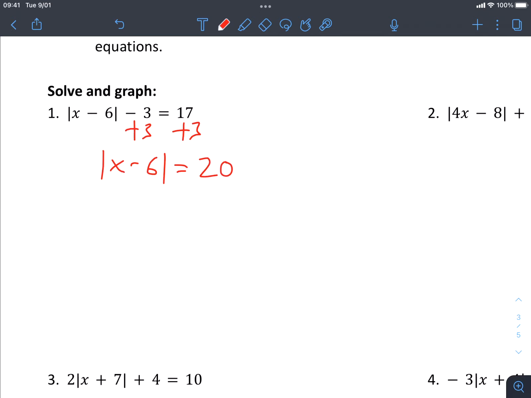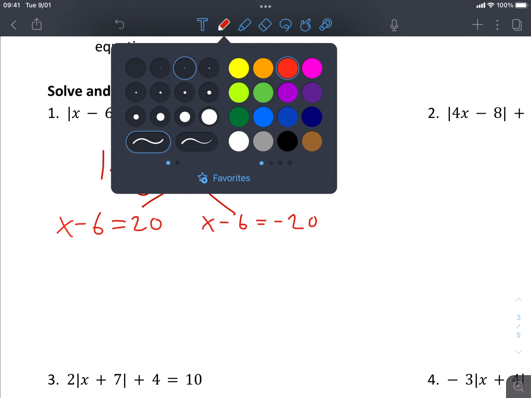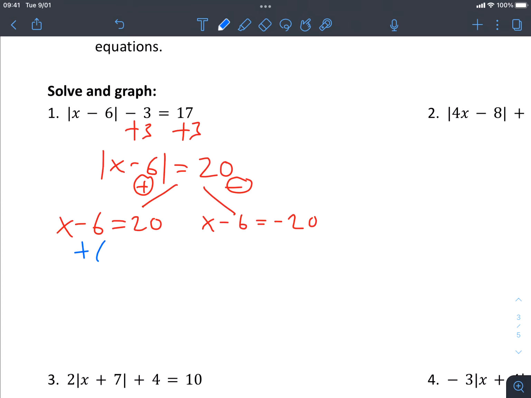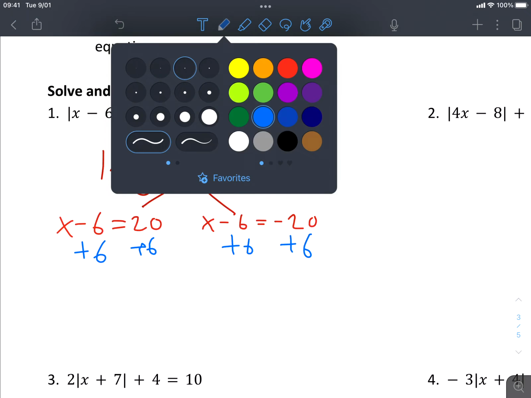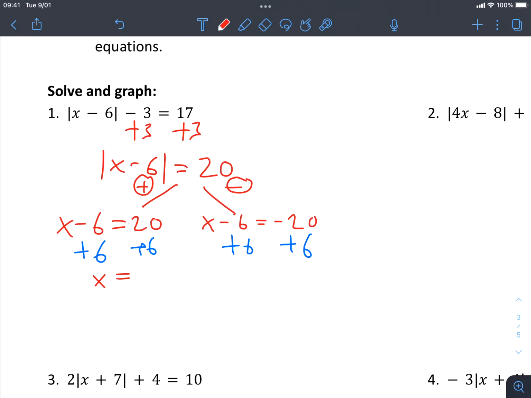What we're going to do is split up the equation into a positive and negative answer. So I have x minus 6 is equal to 20 and x minus 6 is equal to -20. And then I just solve both equations and I get 2 different answers. So again, I would add 6 to both sides here and also do it for this equation because the steps are the same. And x here is equal to 26 and x here is equal to -14. So we have 2 answers, just like in the previous lesson in part 1.